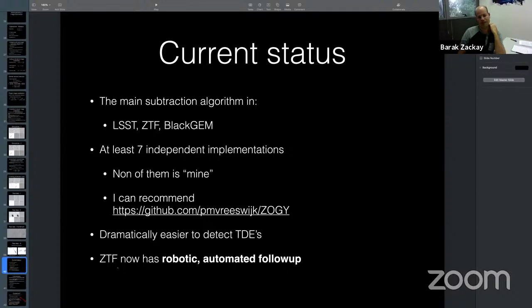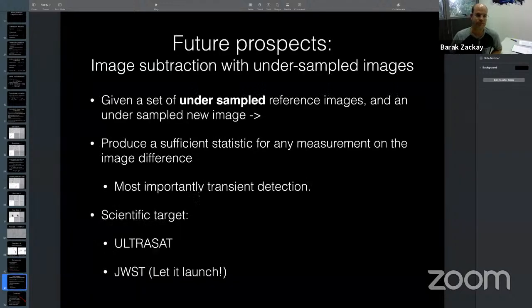And the Zwicky Transient Facility, which is the continuation of PTF and then iPTF, now has a robotic automated follow-up. So this was impossible before the proper image subtraction, and now is a reality. We really do this. They really do it automatically, and they take spectra of supernovae well within the first hour after discovery. So the future prospects are that.